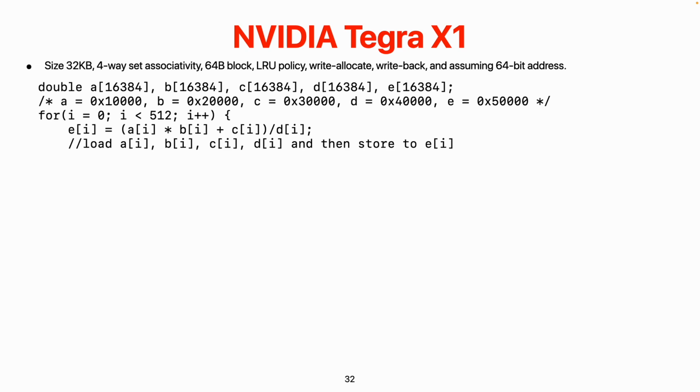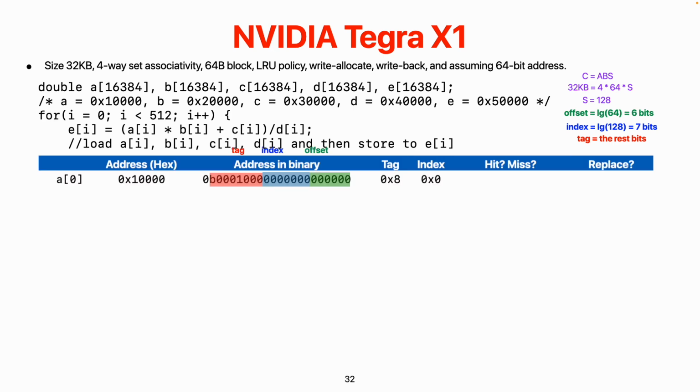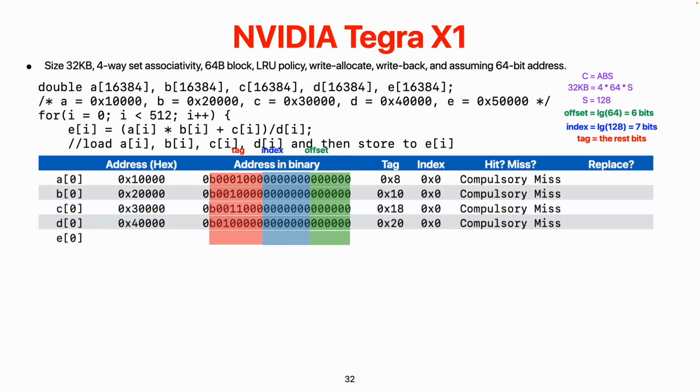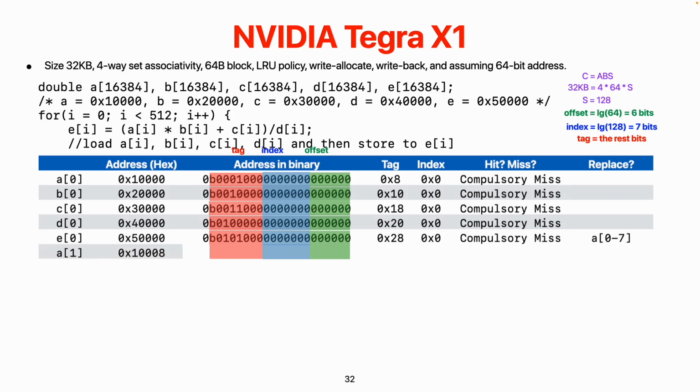So for the first iteration, when we access A0, B0, C0, and D0, what kind of misses is this? They're going to be cold misses because there's nothing in the cache. Okay, so those are compulsory misses. Do you all agree with that? Okay, so now when we store E0, we're going to kick A0 to A7. And then when we go to A1, we're not going to find A1 because we recently kicked it. So that's going to be a conflict miss, because we missed it since we had to kick it because of a conflict.